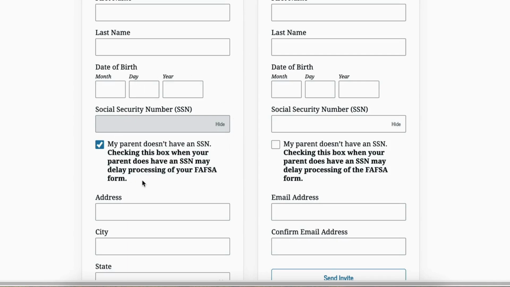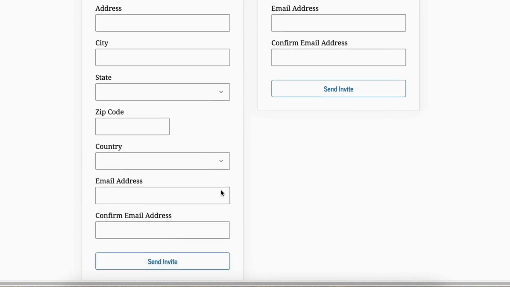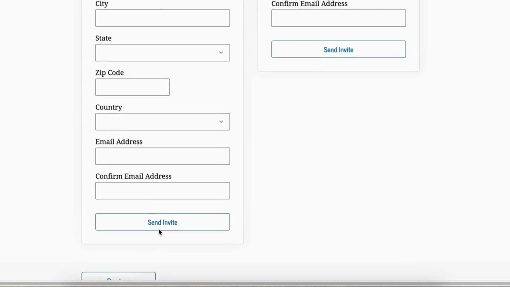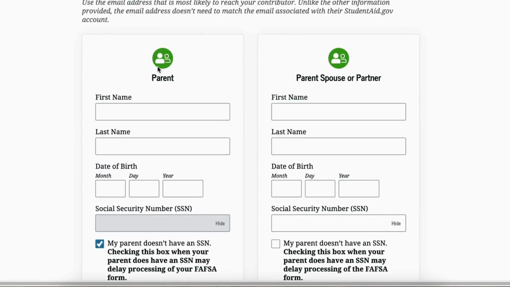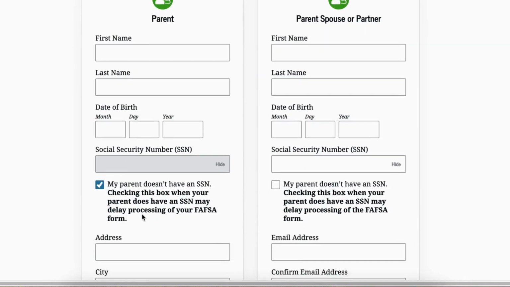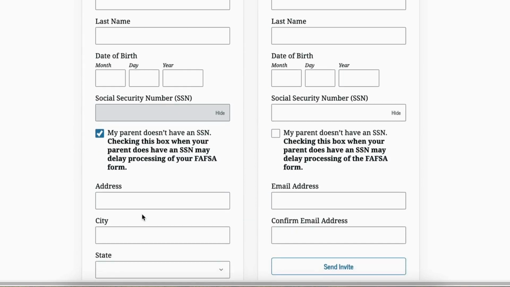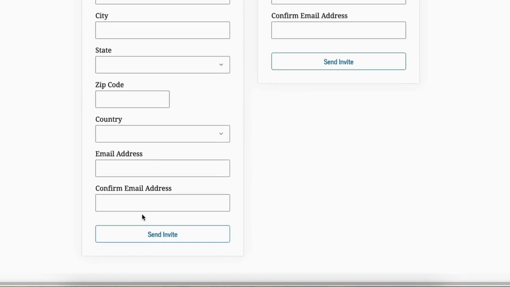If the parent does not have a social security number, you can click this. And then once they are prompted on their portal, they can provide their ITIN, which will then link to the IRS, and they can then pull that information. It is very important, though, that you send that invite and make sure that the email address and all the defining information does match their FSA ID perfectly, or it will not connect. And as a result, they will not be able to provide their portion of information.